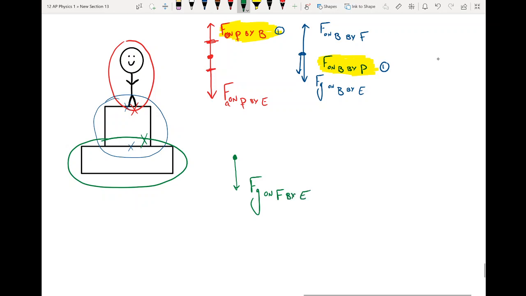And then there is a downwards force that is acting on the floor by the box. So the box is in direct contact with it.